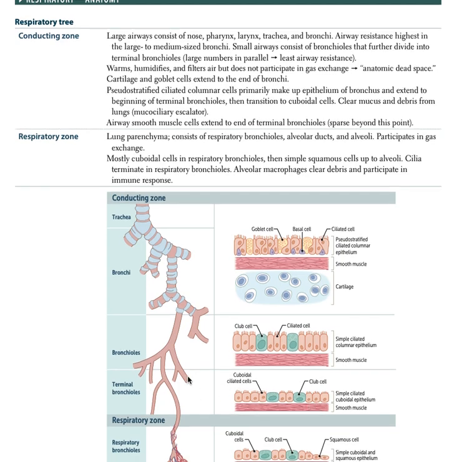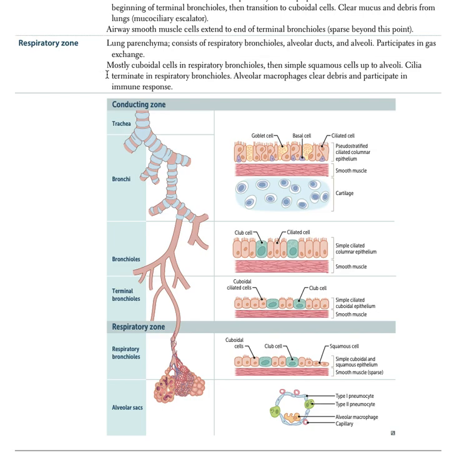Then coming to the respiratory zone. The respiratory zone, the lung parenchyma, consists of respiratory bronchioles, alveolar ducts and alveoli. It participates in gas exchange. The cells are mostly cuboidal cells in respiratory bronchioles, then simple squamous cells up to alveoli. Cilia terminate in the respiratory bronchiole. Alveolar macrophages clear debris and participate in the immune response. So we are seeing the cuboidal cells up to the respiratory bronchioles, and here are the alveolar cells and alveolar macrophages.